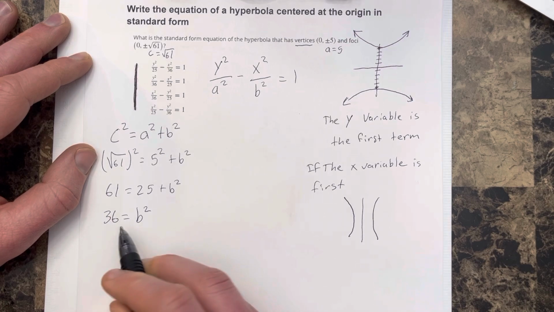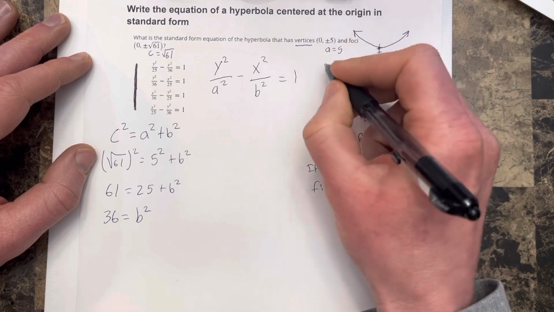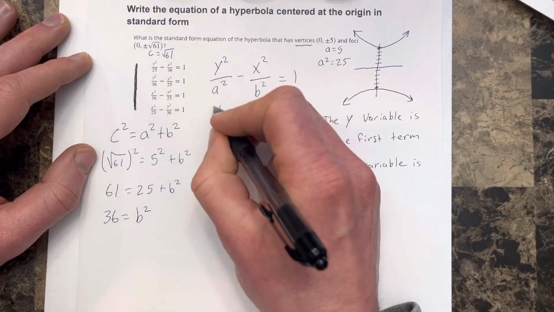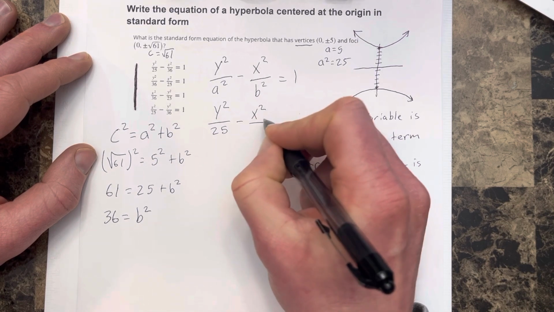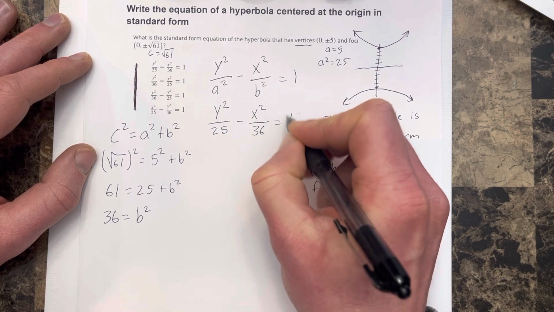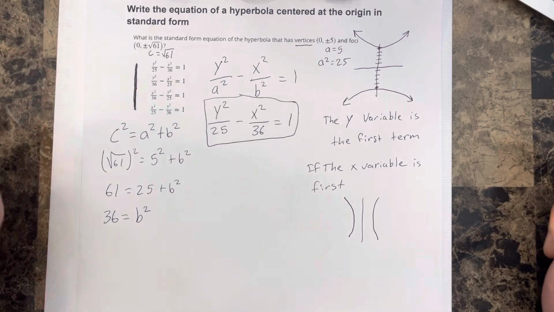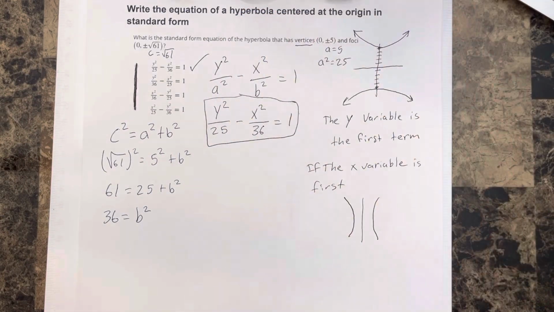So now that I know that b squared is 36, and I know a is 5, so a squared is 25, I can substitute those in and say y squared over 25 minus x squared over 36 equals 1. This is our equation for the hyperbola. And that selection would be the first selection in that group.